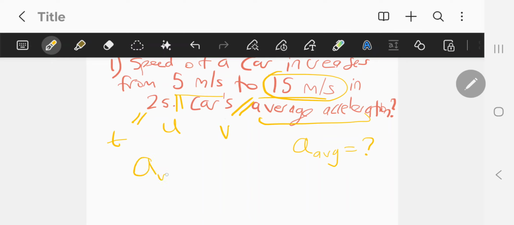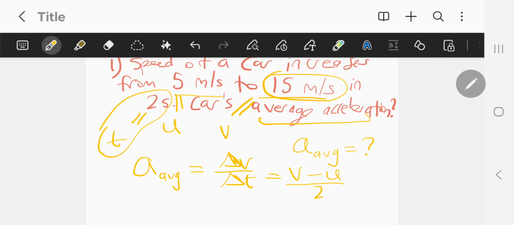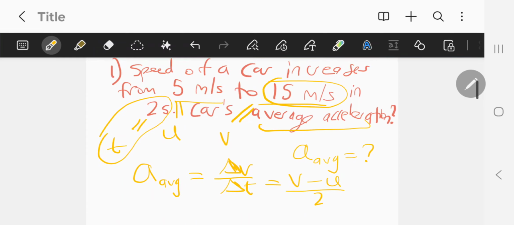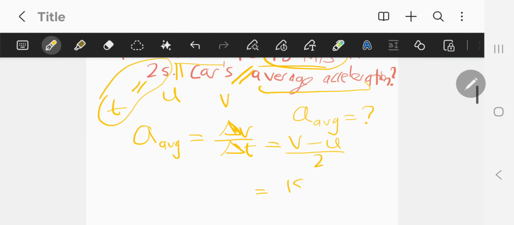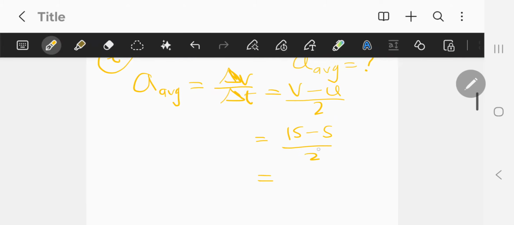We know that average acceleration is just the rate of change of velocity over time, delta v over delta t. Delta v is just final minus initial velocity. So v final minus u initial, over the change in time. Now the change in time in this case is just 2 seconds. v is 15, u is 5. So 15 minus 5 over 2. 15 minus 5 is 10. 10 over 2 is 5. So the average acceleration is 5 meters per second squared.